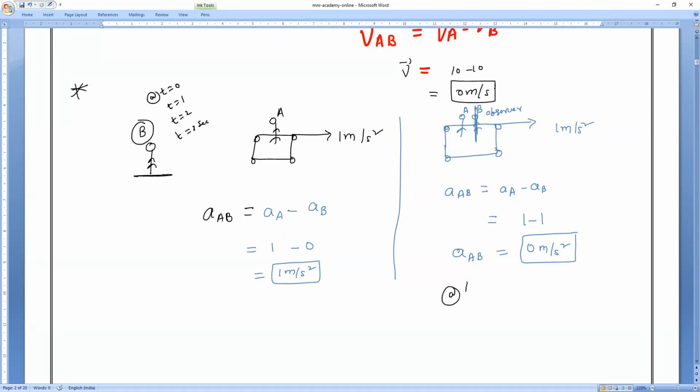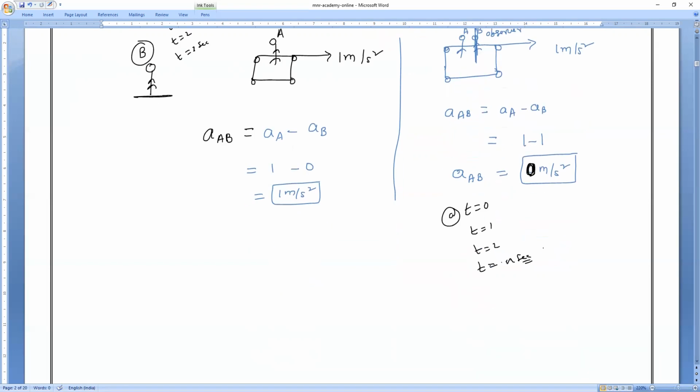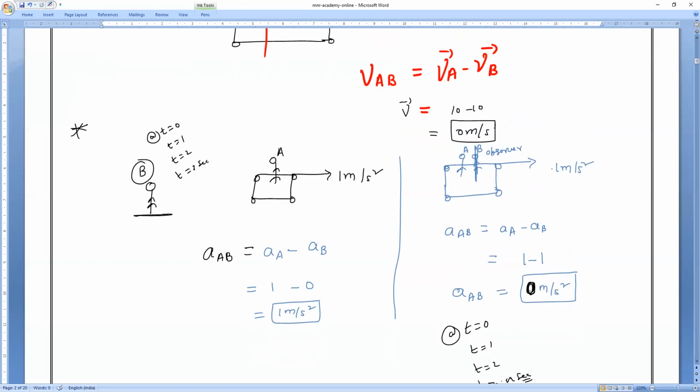Now here also, time t equals 0, t equals 1, t equals 2, like that, up to t equals n seconds. He keeps on observing. Is the acceleration of A with respect to B going to change after 5, 10, 15, 20 seconds, whatever? Unless his position changes, is any kind of acceleration going to change? No, sir.